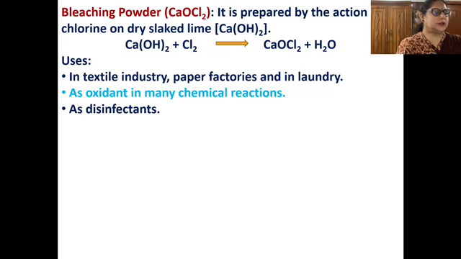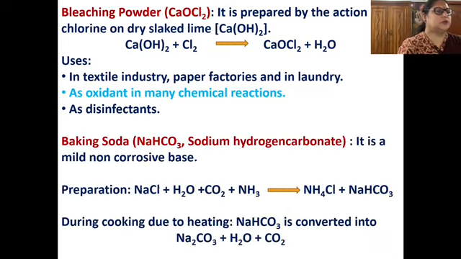So bleaching powder, the uses are already known to you. We can use it in the textile industry, paper factories and laundry, and sometimes it is used as an oxidant. Oxidant means oxidizing agent in many chemical reactions, and we can also use bleaching powder as a disinfectant.